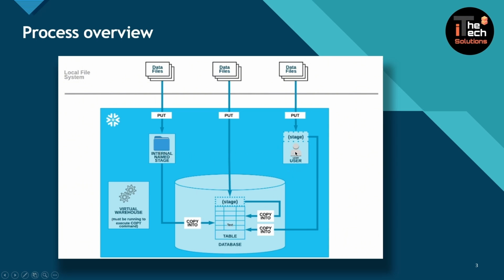In any of these stages we can put the file. Each one has its own limitations, which we'll discuss, but we can put the files into any of these internal stages. From these internal stages, we just issue a COPY INTO command, which copies the data from the files to the final table. And as I said, for the COPY command to run, we need a virtual warehouse that should be up and running. So this is the overall process overview. This is described in the official Snowflake documentation, and you can go ahead and read it in detail.